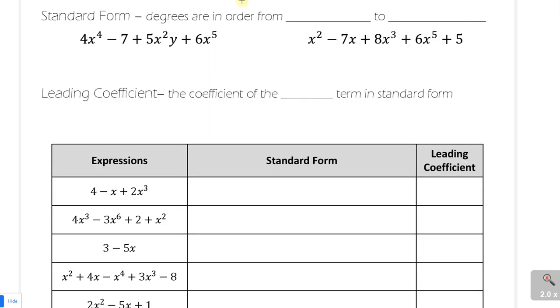Now, let's look at standard form. When we're talking about polynomials, the standard form of them is going to order the degrees from greatest to least.